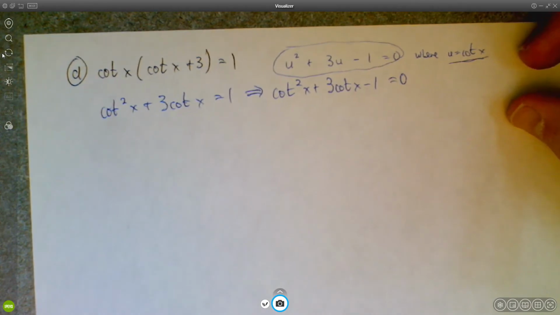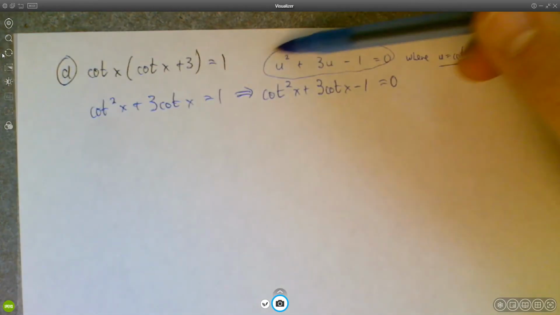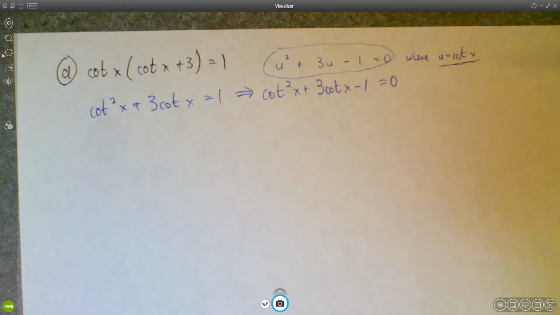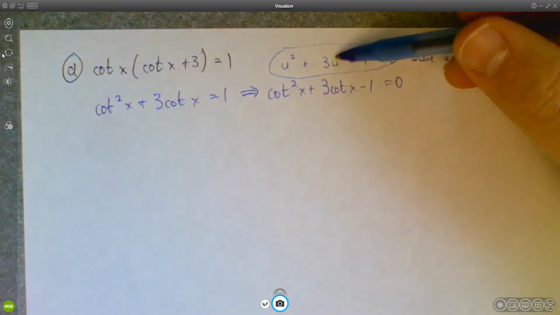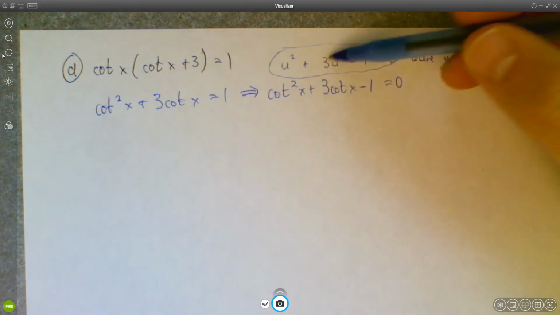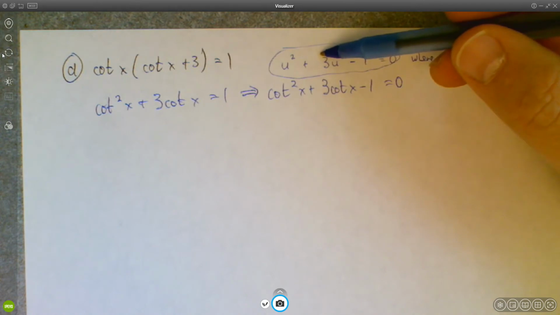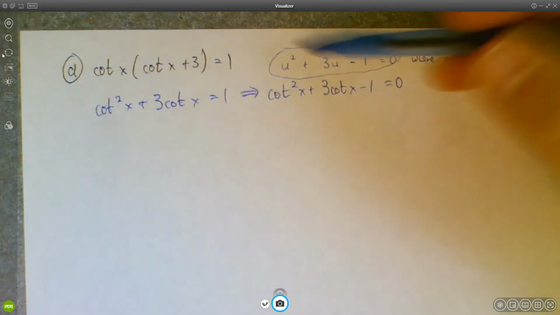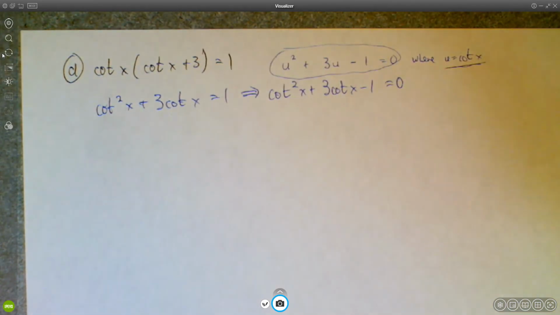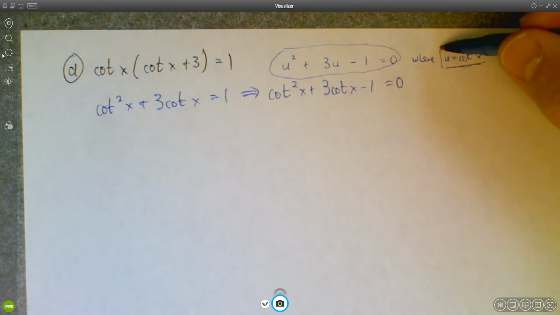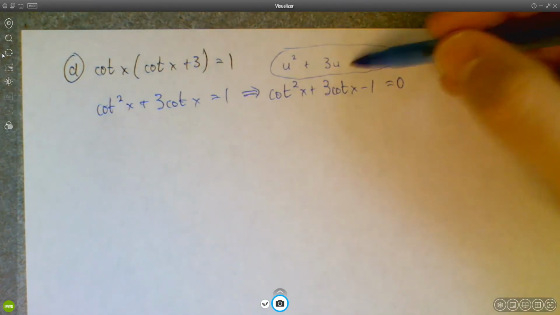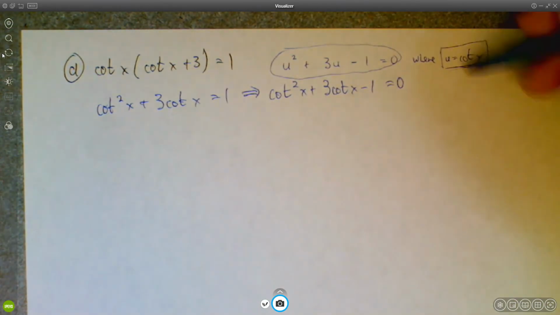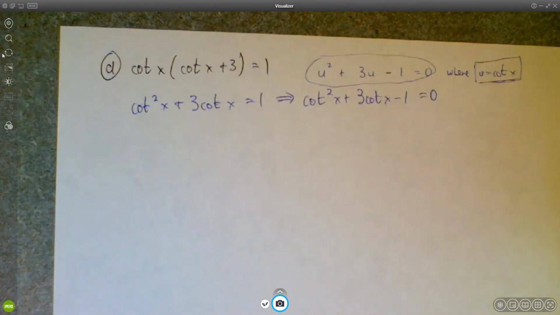Another way, in order to solve this thing for u, since it's not factorable, you have to use the quadratic formula. The quadratic formula says u equals -3 plus or minus the square root of 3 squared minus 4 times 1 times -1, over 2 times 1. But you're just going to end up back substituting u equals cotangent x. So instead of saying u equals blah blah blah, why not just say cotangent x equals blah blah blah? That's how I'm going to do it, right?